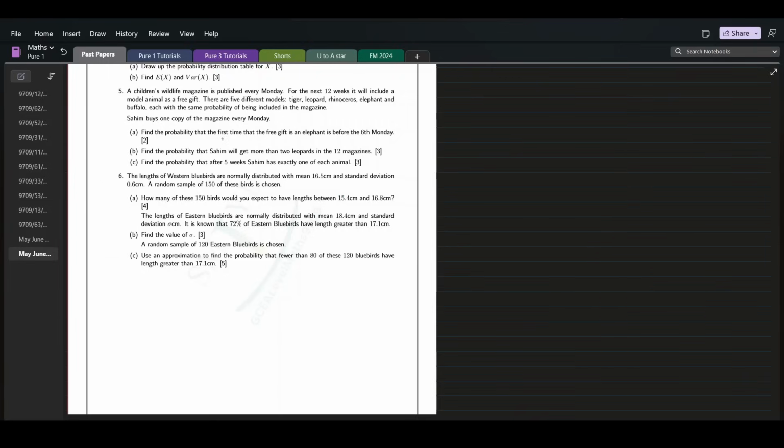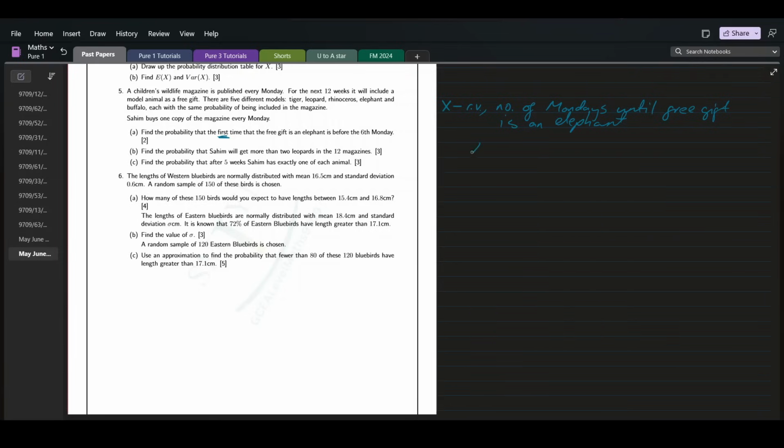Monday. Now this word, first time, means that we're dealing with a geometric distribution. So if you hear the word first, or if you hear until, we're dealing with geometric. So let's start by defining our random variable x, which is the RV, number of Mondays until free gift is an elephant.